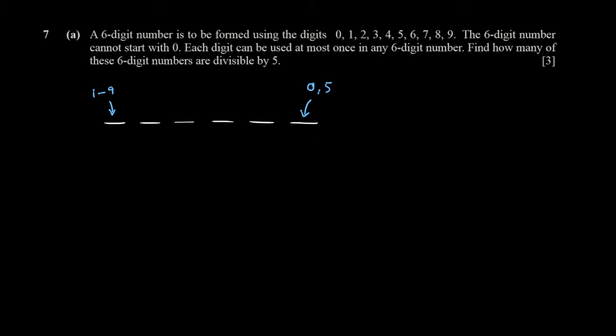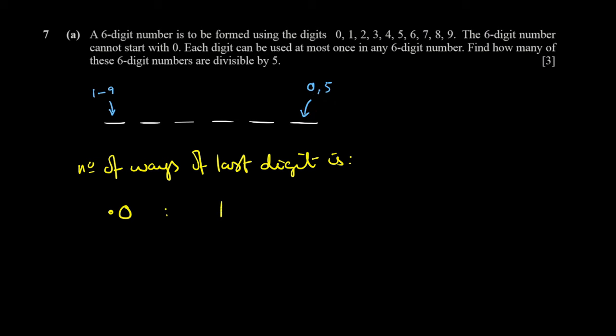So I'm going to say the number of ways if the last digit is, let's say, 0. Okay, well, if the last digit is 0, how many ways could I choose the last digit? Well, 1, because I've got to choose 0. And then how many ways could I choose the first digit? Well, I've got 9 ways, right? Because I've used the 0 already, so I can use any of the digits 1, 2, 3, 4, 5, 6, 7, 8, 9 here. So I've got 9 options for that first digit. So I can times that by 9.